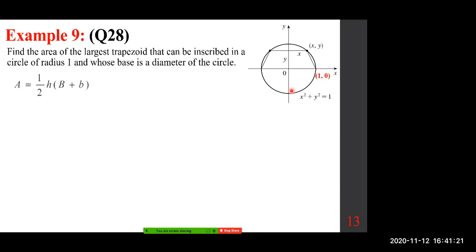So the area is 1/2 the height times the larger base plus the smaller base, okay? And so if you look at this shape, I hope you see the height is the same as y, okay?